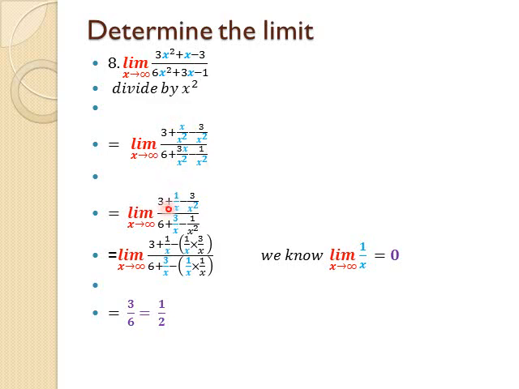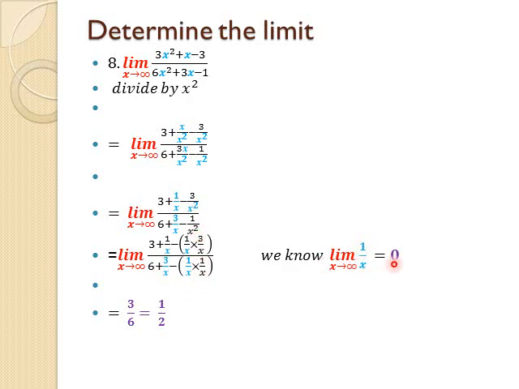So that would simplify to 3 plus x over x squared becomes 1 over x, and minus 3 over x squared stays. At the bottom, 6 plus 3 over x minus 1 over x squared. Take note, I can write 3 over x squared as 1 over x times 3 over x, and 1 over x squared as 1 over x times 1 over x.